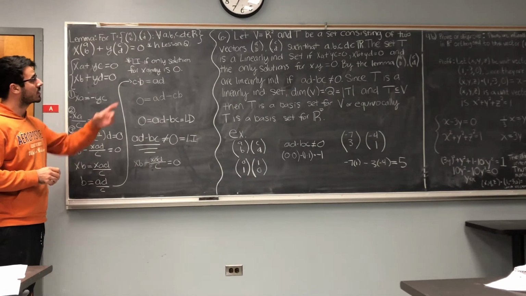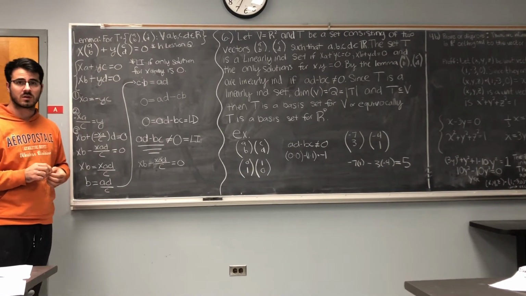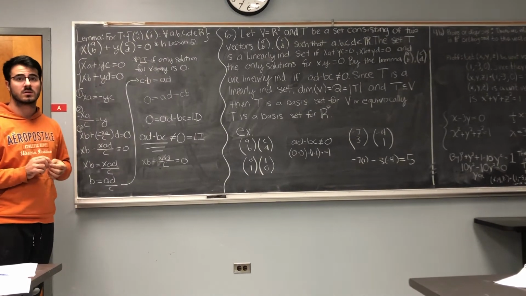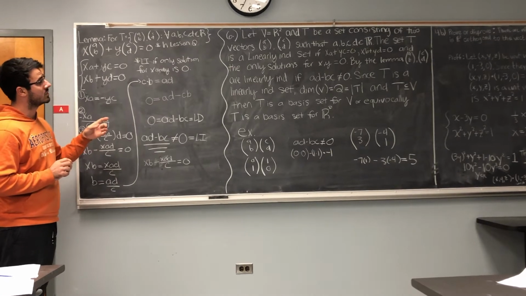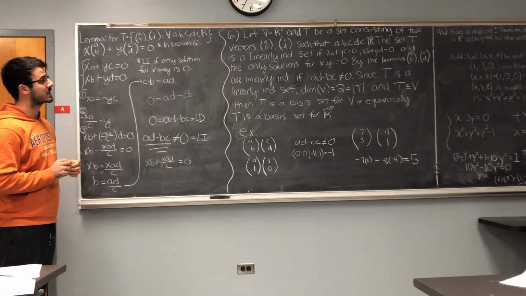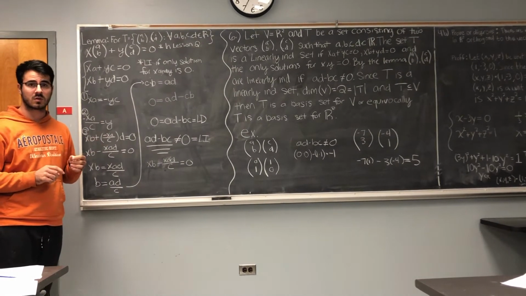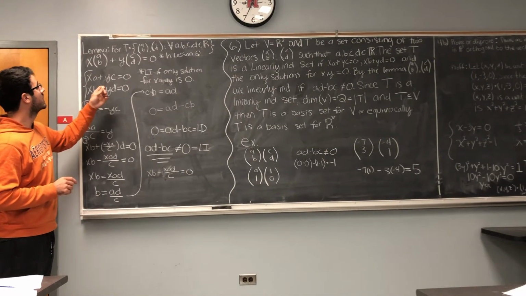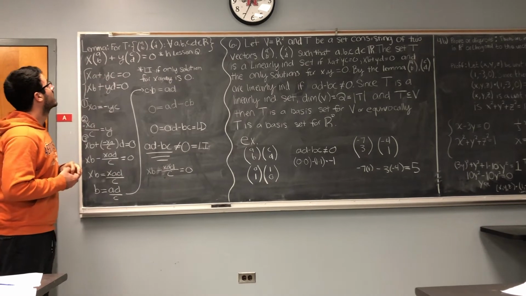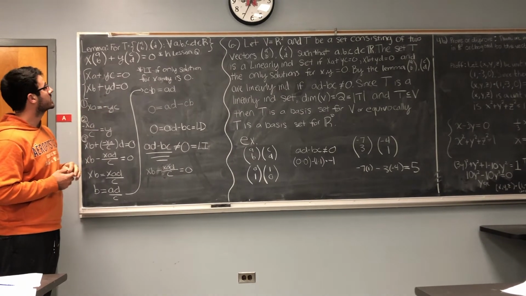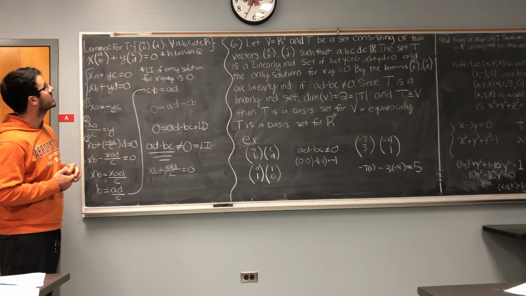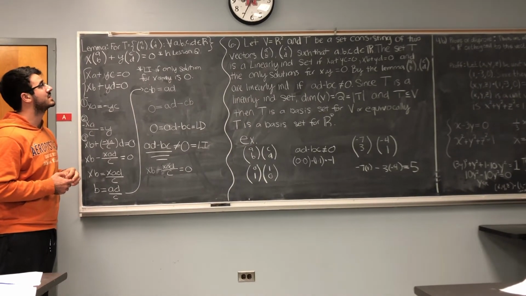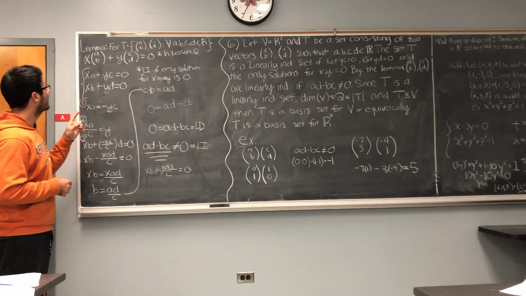So for problem 6 on our test, we have to prove a lemma to find linear independency for basis vectors. And to do so, we will have a set T containing vectors (a, b) and (c, d) for all a, b, c, and d elements of the reals.